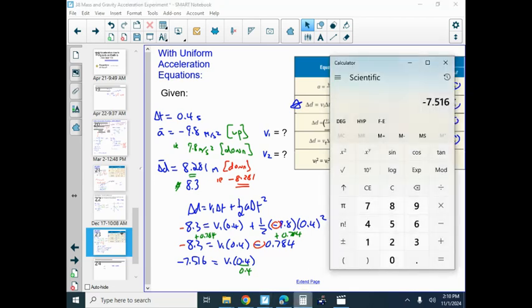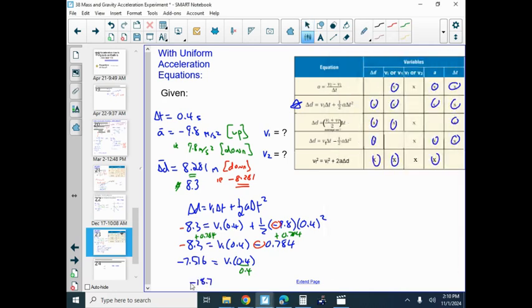And then dividing by 0.4 gives us negative 18.79. Okay, so that's the velocity that it was thrown downwards with. Therefore, yada, yada, yada. Velocity of 18.79 down.